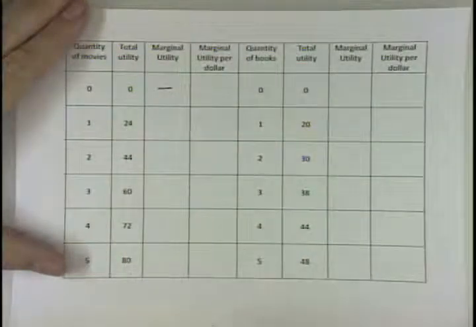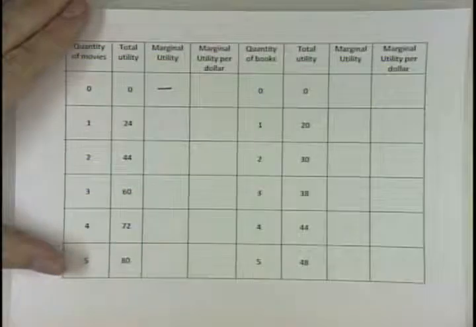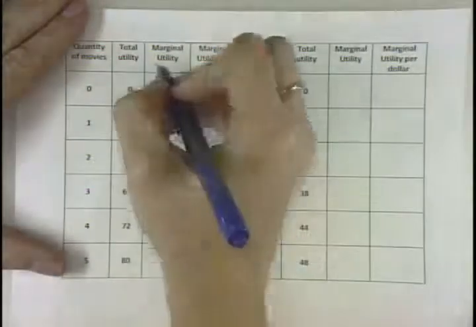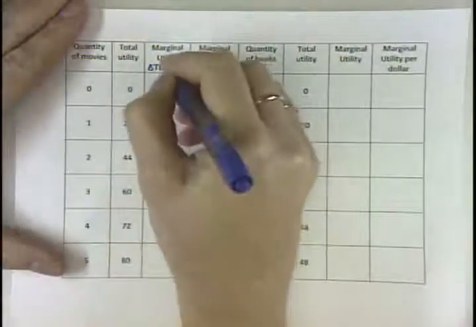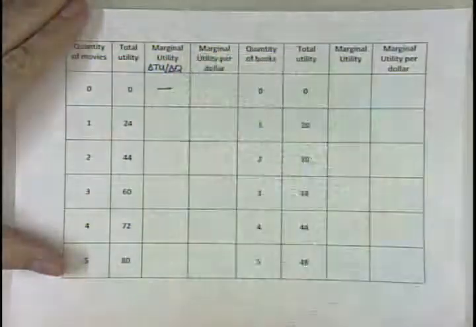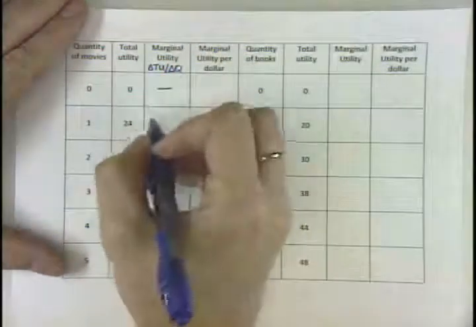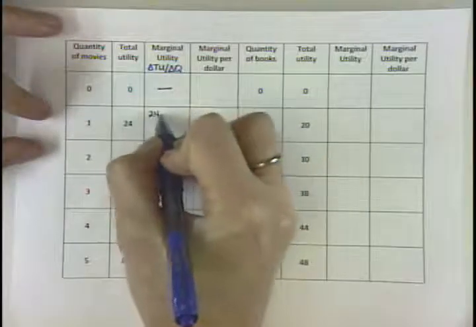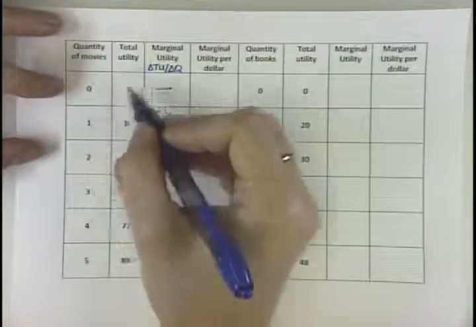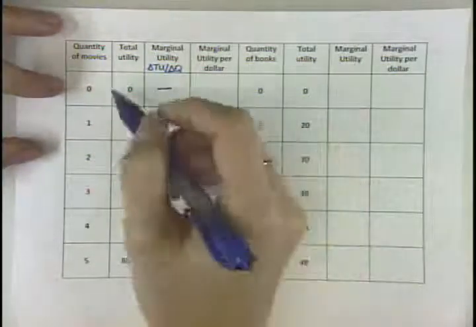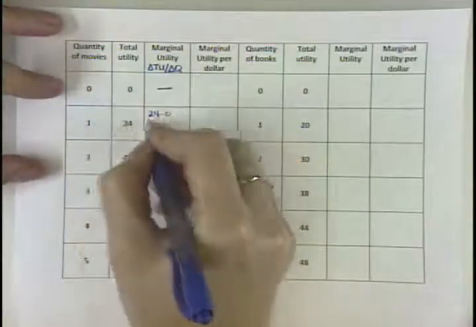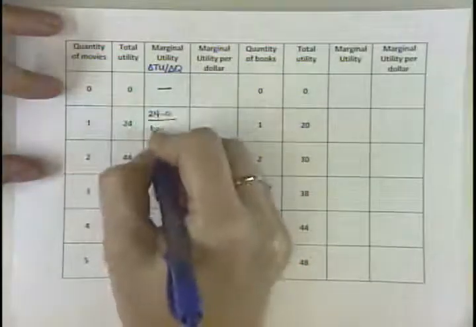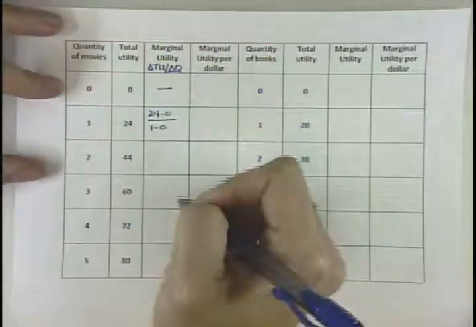To find marginal utility, we're going to do the change in total utility, change in TU, that's total utility, divided by the change in quantity. So we're going to take the change in total utility. We're going to take 24 minus 0, the change here, when we go from 0 to 1 movies, our total utility changes. 24 minus 0, we're going to do the change in quantity of movies, which is 1 minus 0. So it's going to be 24 divided by 1 is 24.